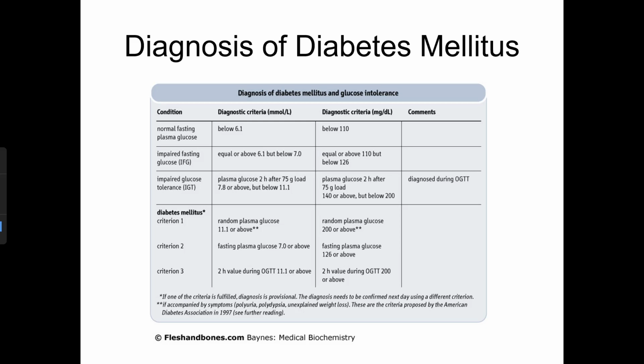And then we look at the criterion, random plasma glucose. So if at any moment in your day it's 200 or above, it's diagnostic. If you fast and you have a fasting plasma glucose of 126 or above, then that's diagnostic, or a 2-hour value after an oral glucose tolerance test of 200 or above.